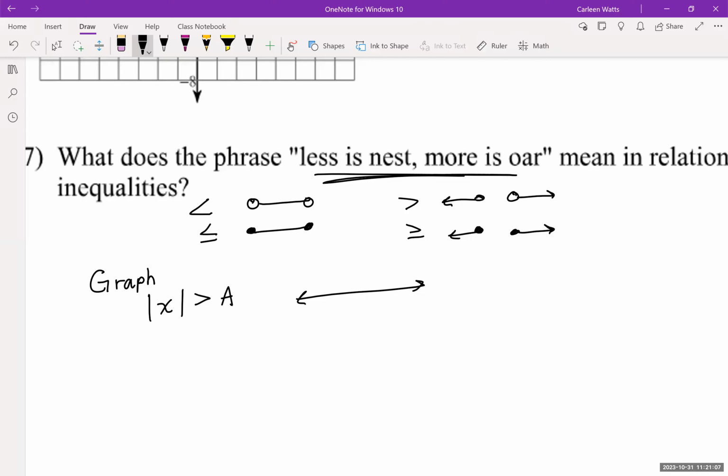Okay, so absolute value of X greater than A. Okay, Zoomers, nest or ors? It's good for your brain, it helps you remember if you actually do it with your hands. So I know that this is going to look like this. If this was multiple choice, I could pick that out just in case that happens in your near future, using the less is nest, more is or principle.